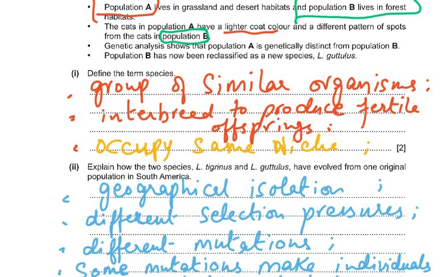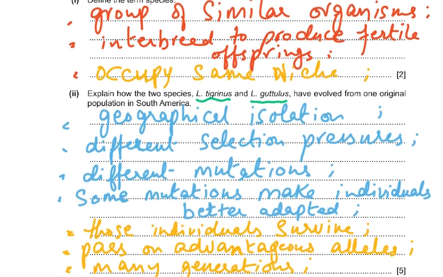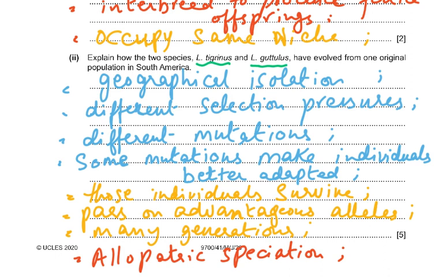Then part 2 of the question: explain how the two species evolved. You may read the names or you may not. These are difficult names, and I find when I read them, I just get more confused. So I just say, okay, LT, LG. Explain how the two species LT and LG have evolved from one original population in South America. Whenever there is a question on speciation, these are the points you can write in nearly every paper. Geographical isolation. And if you know the name, it is called allopatric speciation. If you just wrote allopatric speciation, which is a result of geographical isolation, you got your 2 marks.